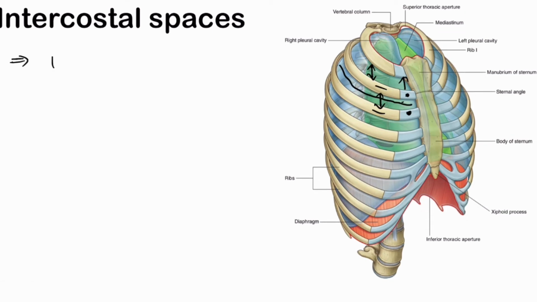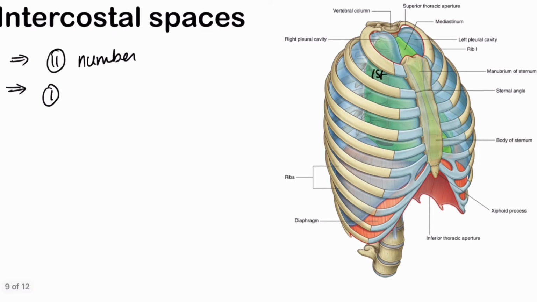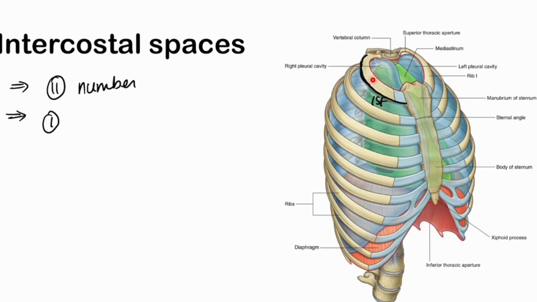There are a total of 11 in number. These intercostal spaces are named according to the rib that forms their superior border. Let us say the first intercostal space. This is the first intercostal space. It is named according to the rib above, that means this rib forms the superior border of this space. As this is the first rib, this intercostal space is known as the first intercostal space. The space below the 12th rib is known as the subcostal space.